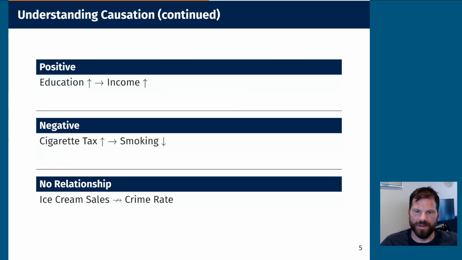Here's where we're thinking about positive, negative, and no relationships when it comes to causation. These are correlational relationships, right? So education goes up, income goes up. Cigarette tax goes up, smoking goes down. Classic: ice cream sales have nothing to do with crime rate, typically, I guess. Although ice cream sales probably go up in the summer, and so does crime, but it's the heat, right? That would be the spurious, intervening variable.